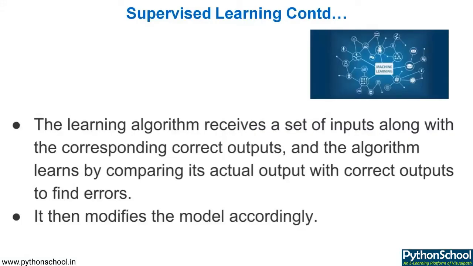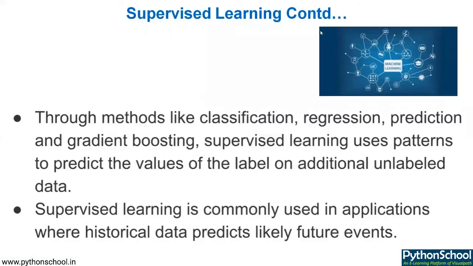So in supervised learning, the learning algorithm receives a set of inputs along with the corresponding correct outputs, and the algorithm learns by comparing its actual output with correct outputs to find errors. It then modifies the model accordingly. So through methods like classification, regression, prediction, and gradient boosting, supervised learning uses patterns to predict the values of the label on additional unlabeled data.